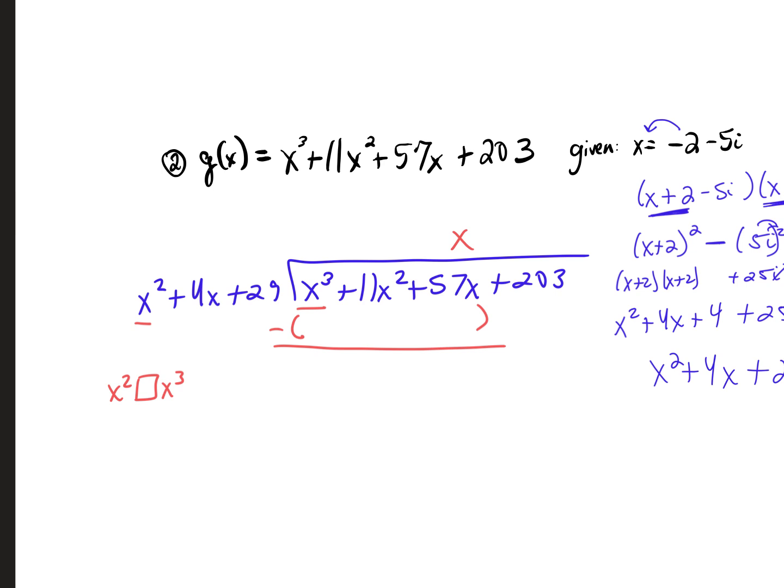X times x squared is x cubed. X times 4x is plus 4x squared. X times 29 is plus 29x. Before you subtract, what do we need to do? Distribute. So we're going to distribute, distribute, distribute, distribute.